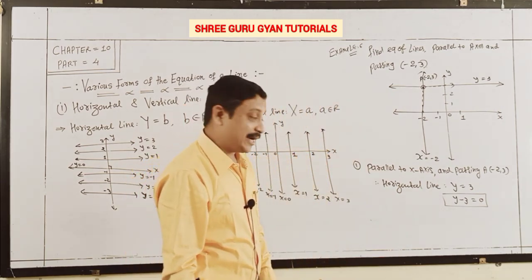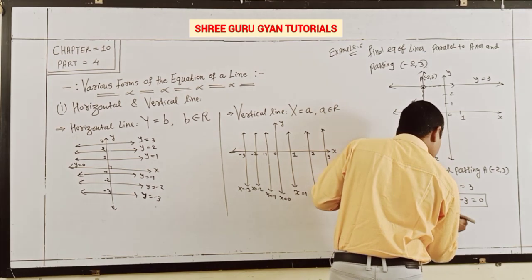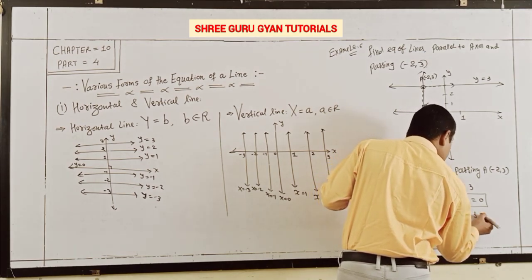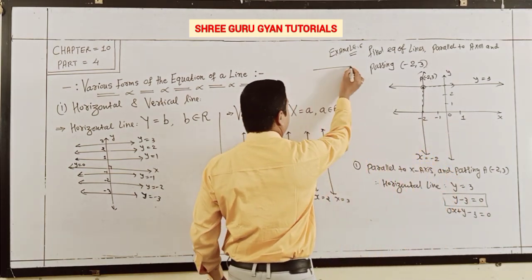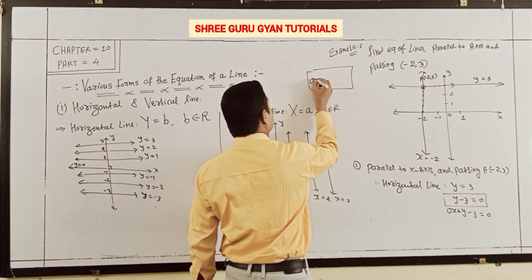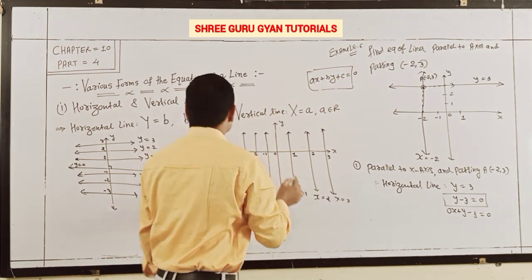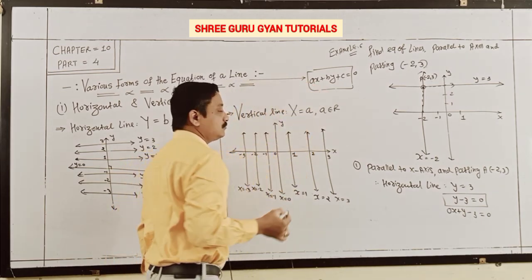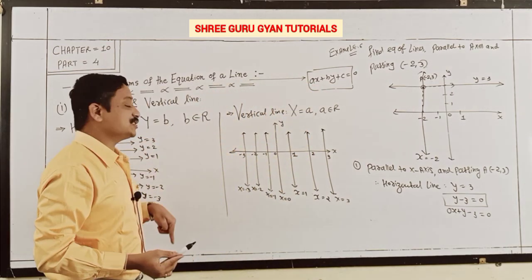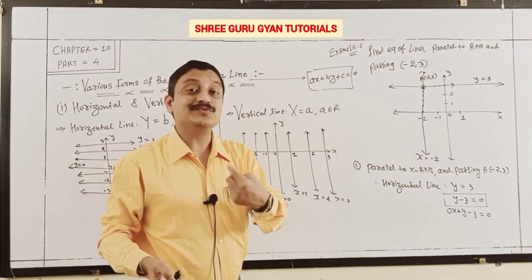Yes, students, you can also write this equation as 0x plus y minus 3, because you know that the standard equation of a line is ax plus by plus c is equal to 0. That is your standard form of the line. And that is the one variation I explained today: horizontal and vertical line.